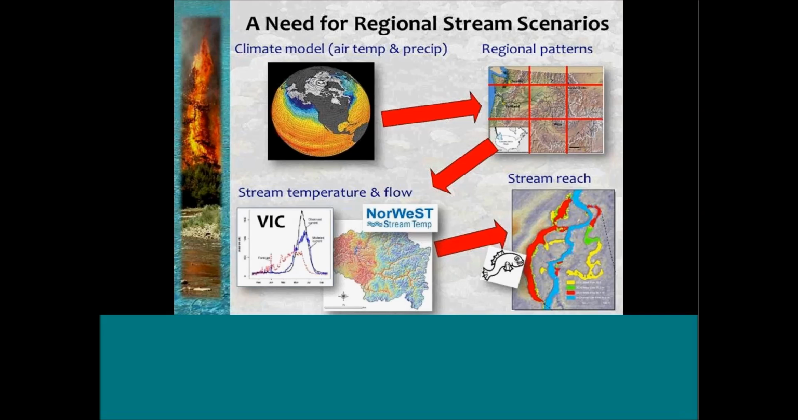So we can translate air temperature and precipitation into stream temperature and stream flow and make predictions at a reach scale that's more commensurate with the scale at which people are having to make decisions about where they're going to allocate their conservation resources and do habitat improvement work.